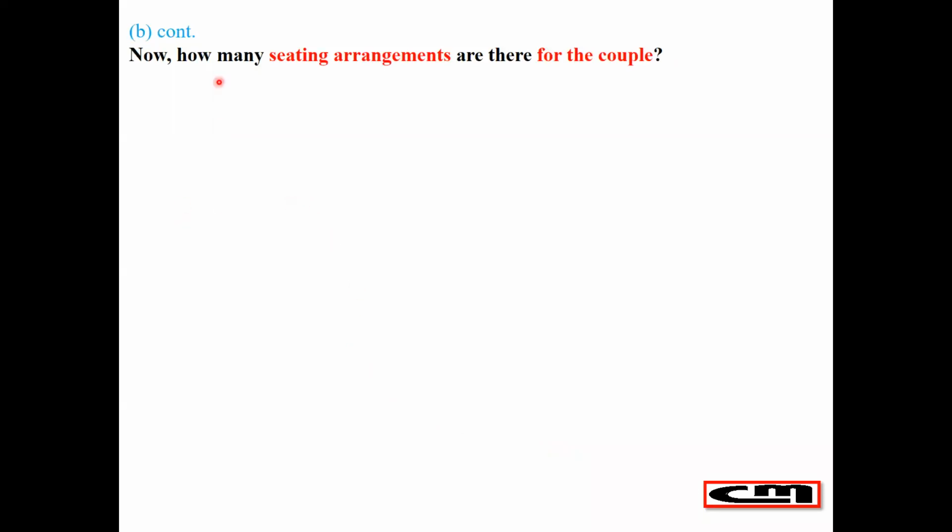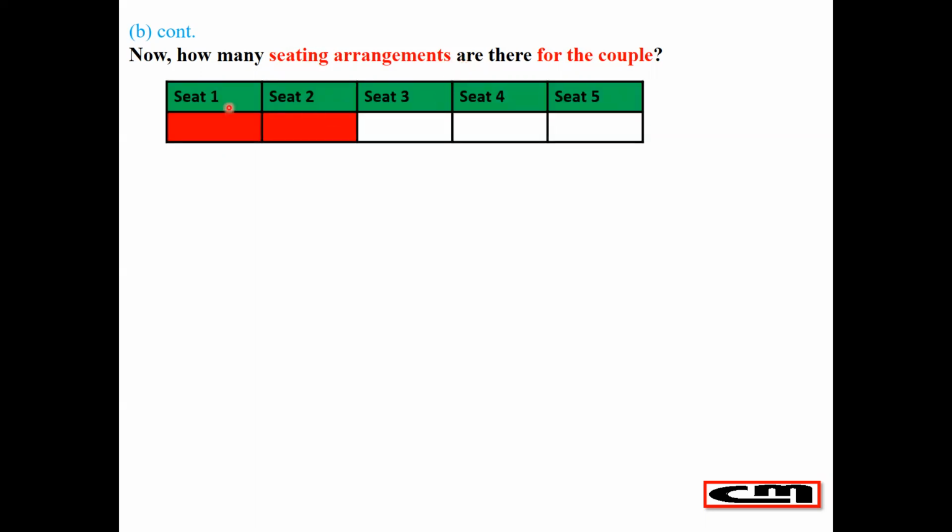Now, how many sitting arrangements are there for the couple? We need to understand that when we refer to sitting arrangements and the number of ways, those are 2 different things, as we shall note as we go. So here is a situation. These are the 5 seats. And I'm saying the couple will occupy seat number 1 and seat number 2. That is a possible arrangement.